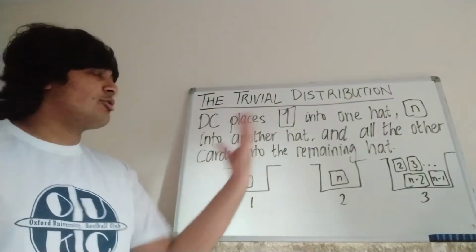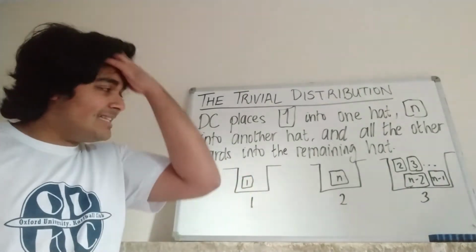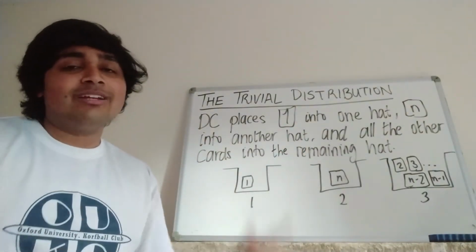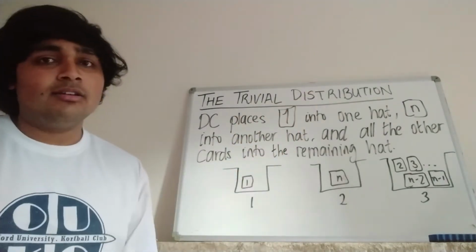So again, this kind of corresponds to 6 special distributions. Okay, but let's check that this works. And this one is a little bit easier to see why it works. So the spectator comes along and chooses two hats and picks a card from each of the hats.